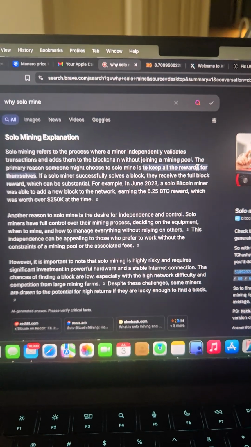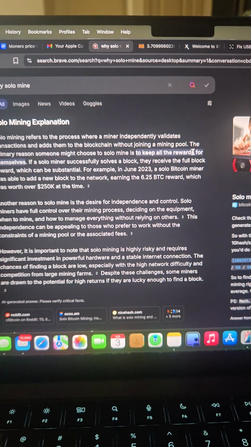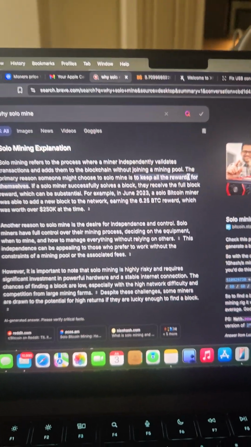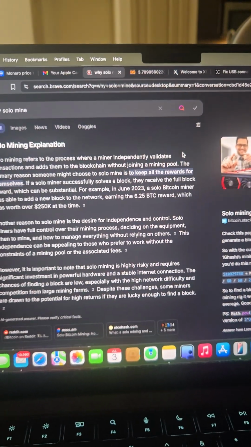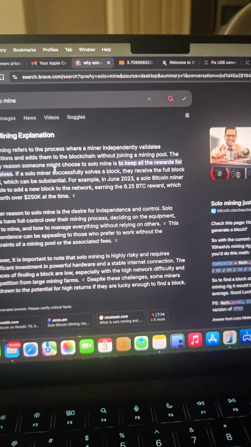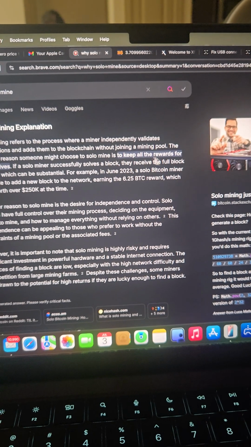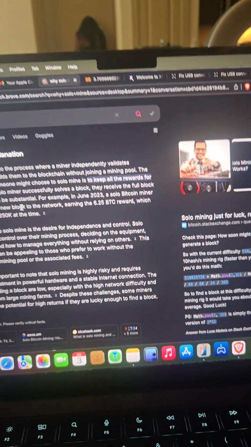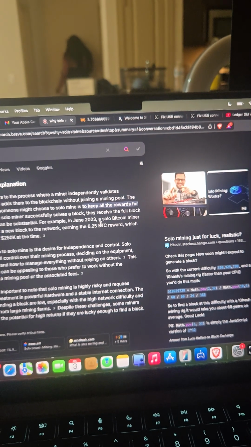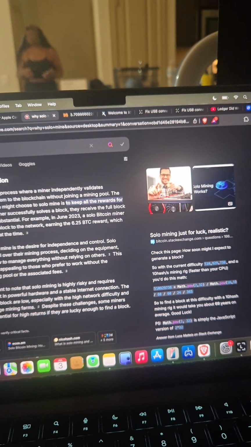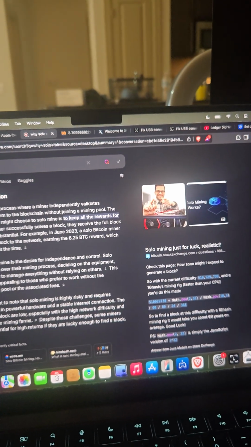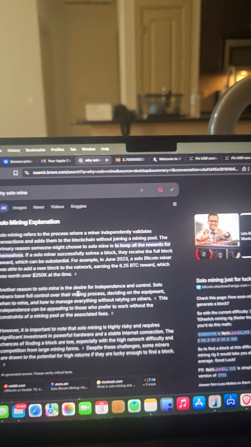Now, the mining pool. The mining pool is a group of computers, a group of people coming together to mine, to create Bitcoins, to verify transactions, to find Bitcoins in the network, okay? The primary reason someone might choose to solo mine is to keep all the rewards for themselves. If a solo miner successfully solves a block, they receive the full block reward, which can be substantial. For example, in June 2023, a solo miner was able to add a new block to the network, earning the 6.25 BTC reward, which was worth over $250,000 at the time.